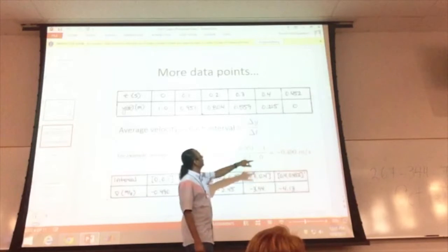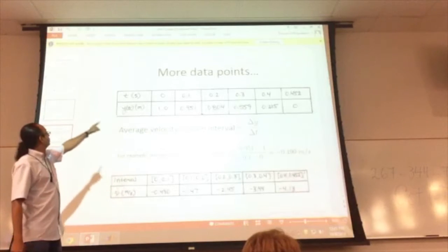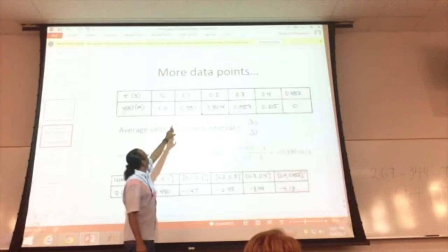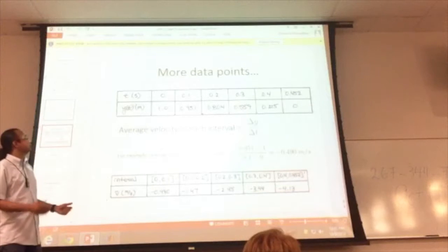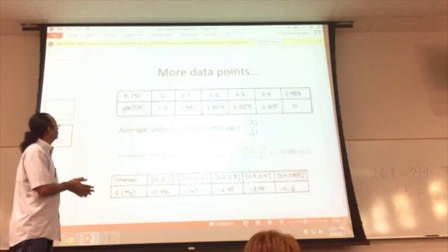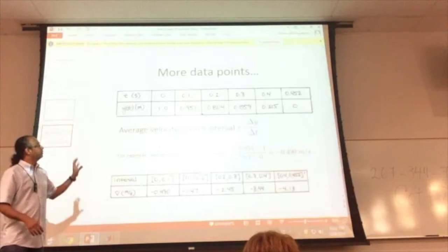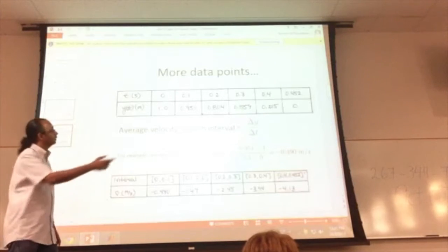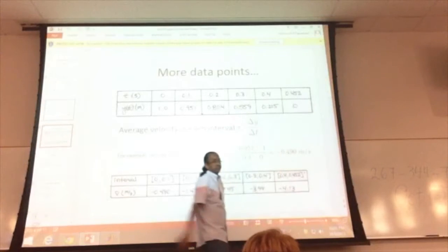So let's say I do the first two here. I take the difference between the change in position and the change in time. So change in time is 0.1 minus 0. And change in position is 0.951 minus 1. Right? So that will give you the average velocity for the first interval. So I want you to similarly calculate the velocity for the last interval there.